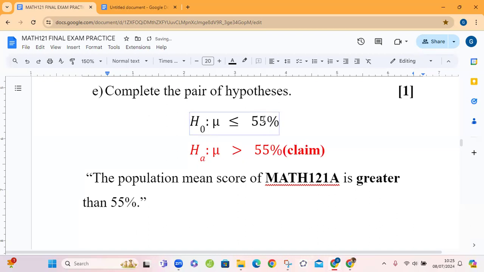As I said, these are like two persons debating. The research question, to be more accurate, is: what is the average score? So the claim is that the average score is greater than 55%. That's the alternative claim. The null is now doing a rebuttal, if you want to put it that way. It's saying, well, no, I don't think so. The population mean is less than or equal to 55%, and that will complete the pair of hypotheses to be tested using the data that was collected. So that's it with regards to MATH121A.